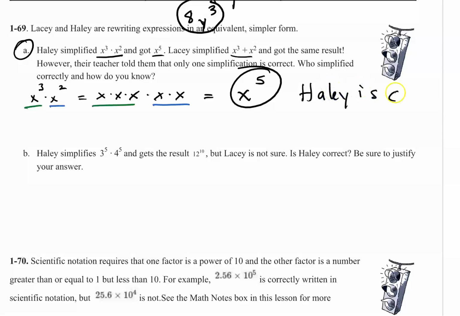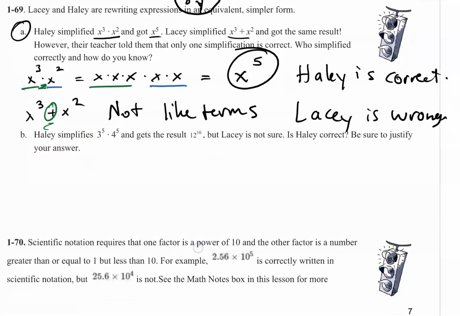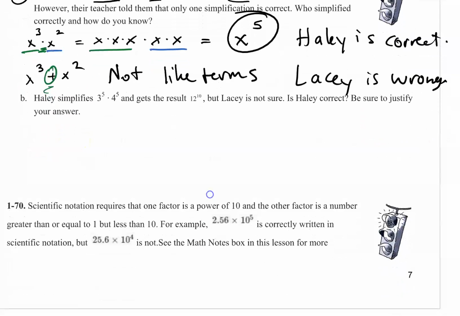Haley is correct. So let's see what Lacey did. Lacey did x to the power 3 plus x to the power 2. Now these are not like terms, so you can't combine them. And the reason you can't combine them is that plus sign. Exponents have to do with multiplication, not with addition. So Lacey is wrong, these are not like terms. Adding doesn't lead to the laws of exponents. Alright, you can try B.